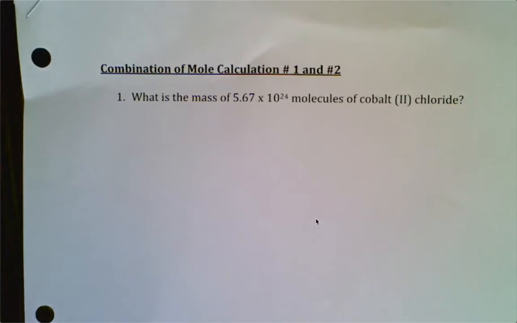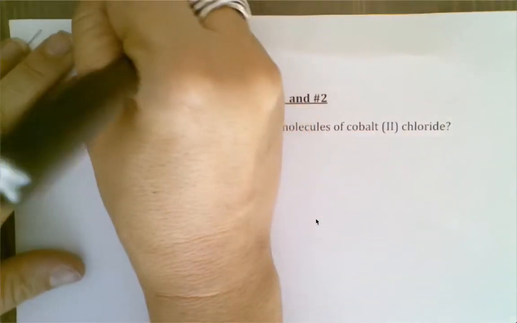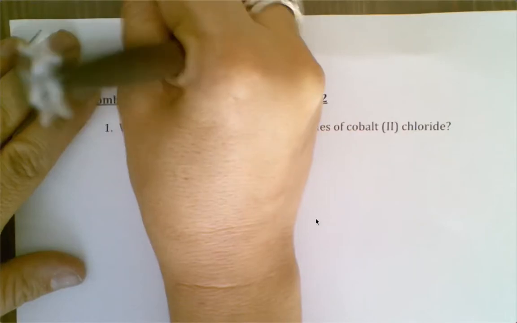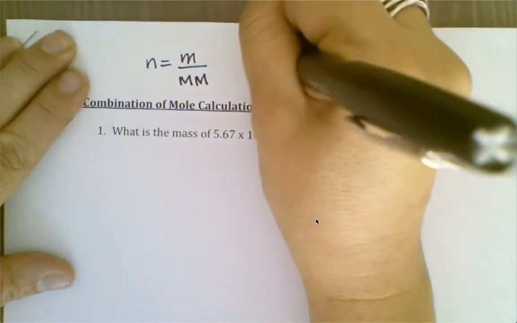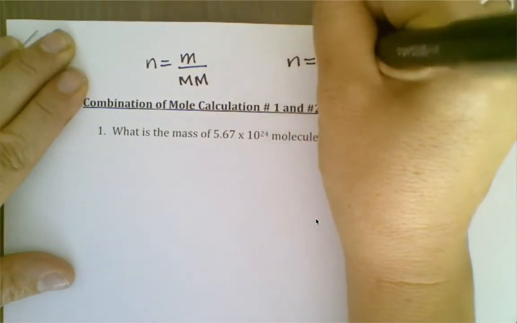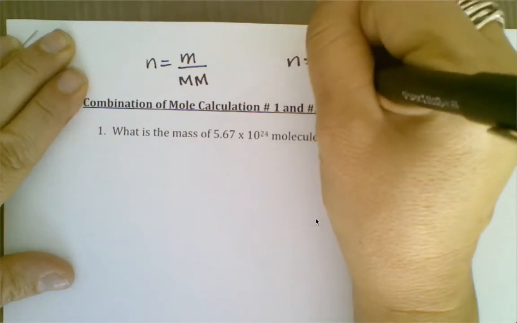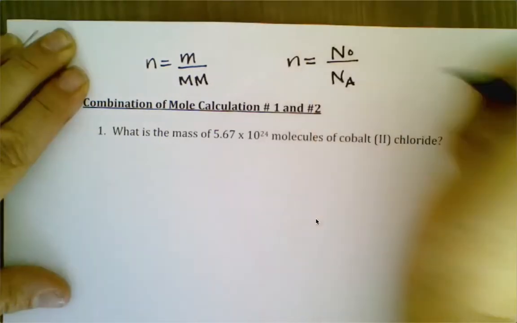In this question, I'm going to take you through a multi-step mole calculation that involves both mole calculations. Up at the top, I'm just going to write down what the first formula is, where moles equals mass over molar mass. And the second calculation to calculate moles equals number of molecules or formula units or number of atoms all over Avogadro's number.